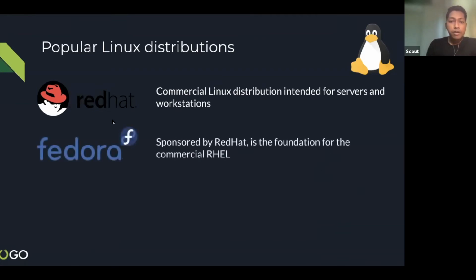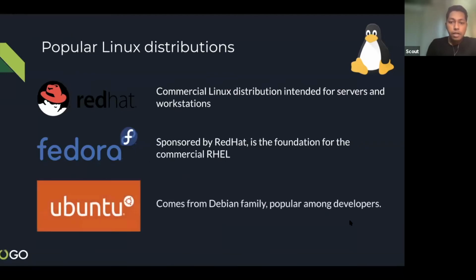Fedora is sponsored by Red Hat and is the foundation for RHEL, which, as I said, is Red Hat Enterprise Linux. Ubuntu comes from the Debian family and is very popular among developers. If you have ever tried cloud computing or hosting services like DigitalOcean or AWS, you will see that it comes by default with Ubuntu's server version installed, right? These are the popular Linux distributions.